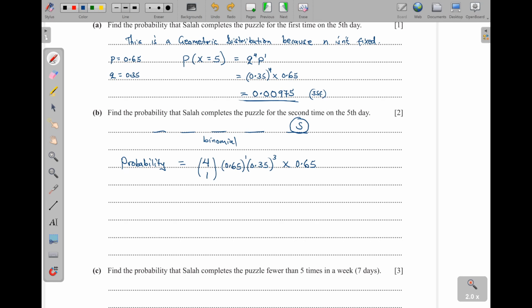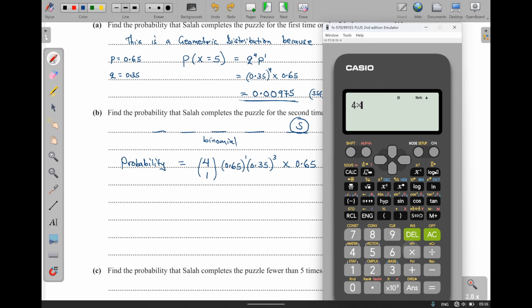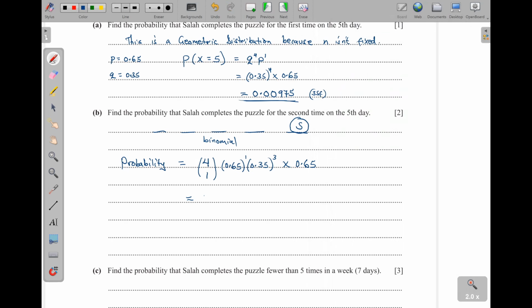So altogether, what does it give us? 4 times 0.65. I'm going to put it to the power of 2. Okay, because there is also this other last one here. Then times 0.35 power 3. So that is 0.0725 to 3 significant figures.